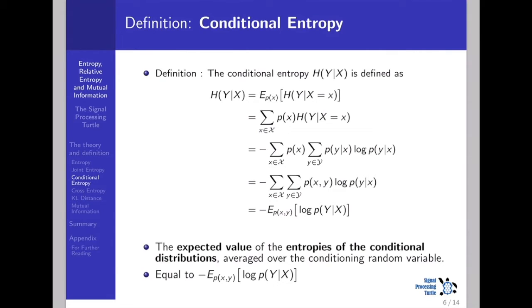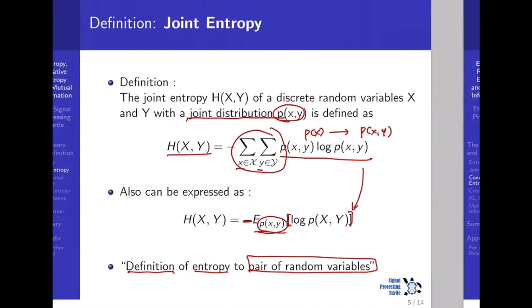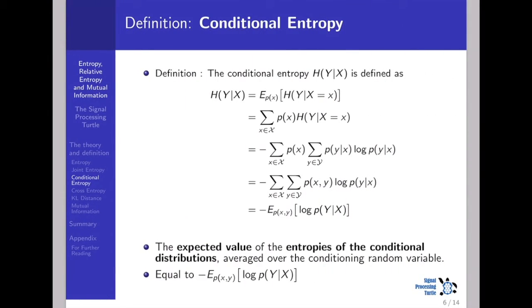Finally, I'm going to mention conditional entropy. The definition of conditional entropy is a little bit different from the joint entropy, because in this case we're using the expectation with respect to p(x). As you can see, we're using the expectation with respect to p(x) of the entropy of y given x.